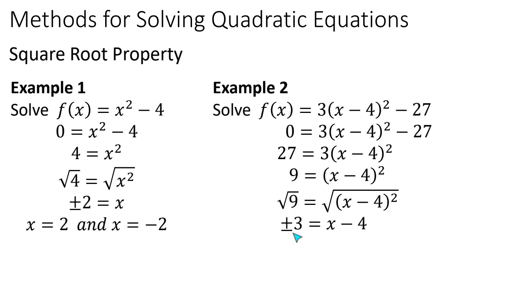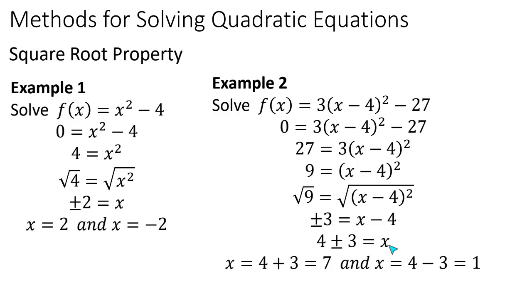And so I end up with the square root of 9, which is plus or minus 3. And then the square root and the square become 1, so we get x minus 4. I'm going to add 4 on both sides since I'm solving for x. And so here we get two answers. We have 4 plus 3, which is 7, and 4 minus 3, which is 1. So those are two solutions. And if you notice in the graph, we have our two solutions here.